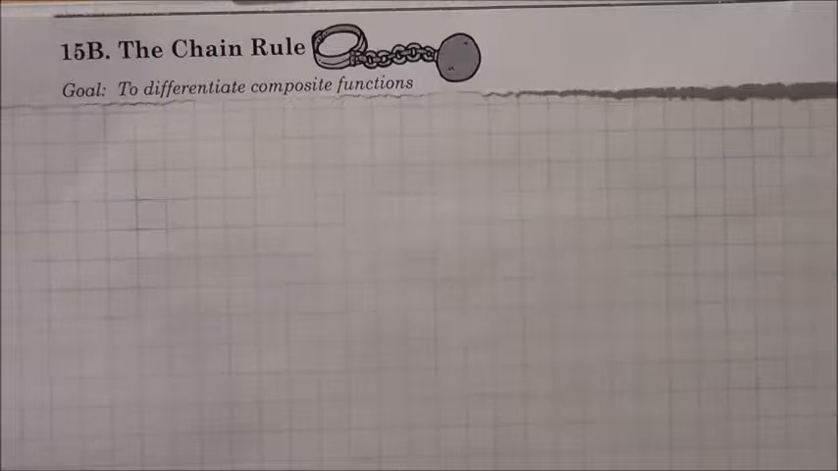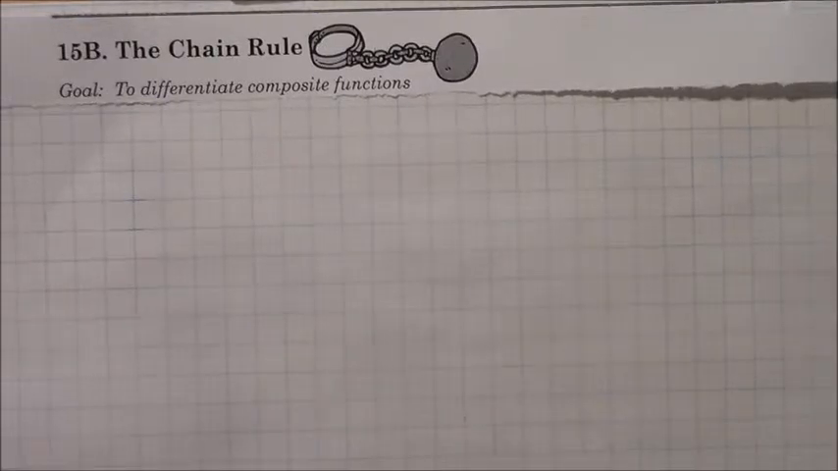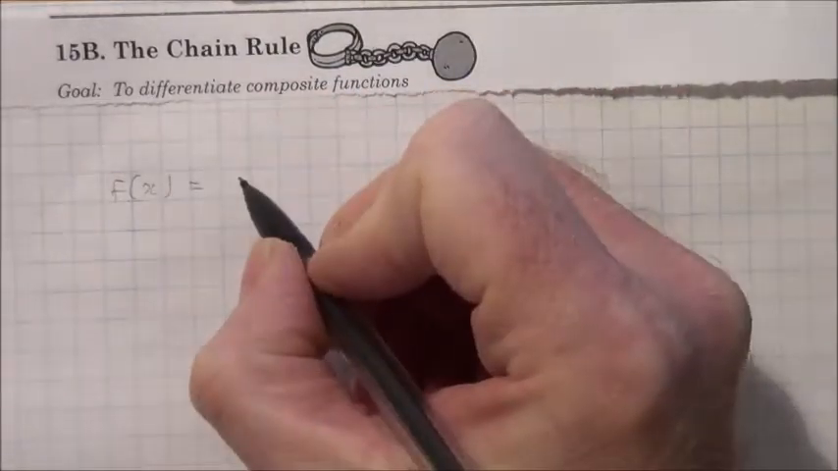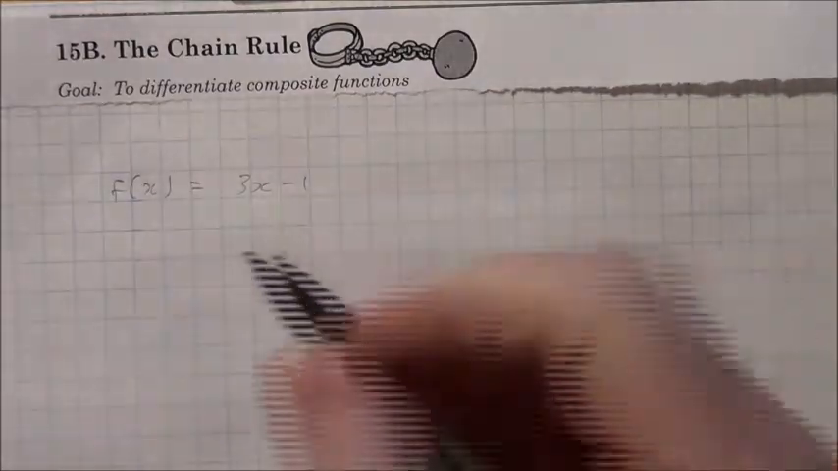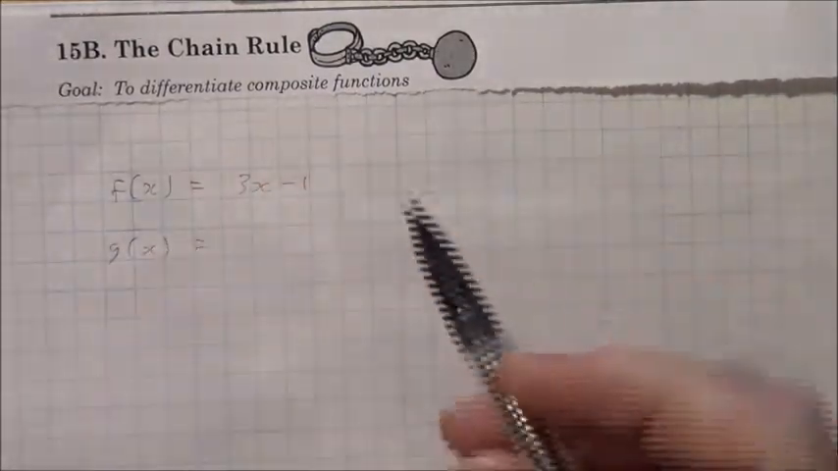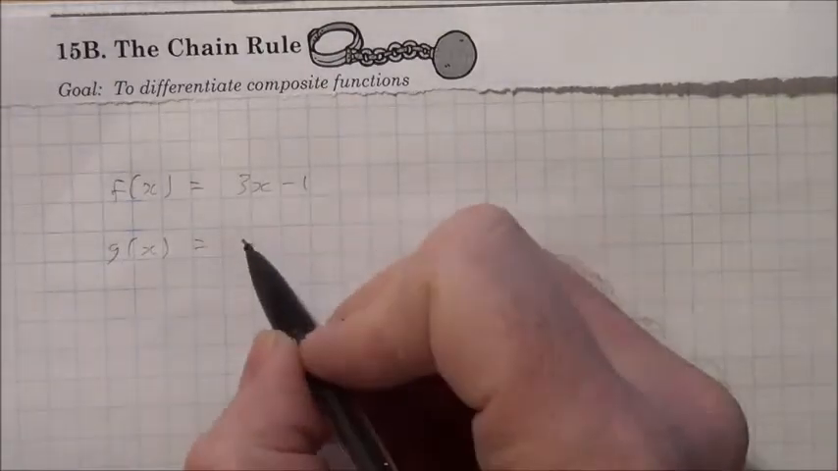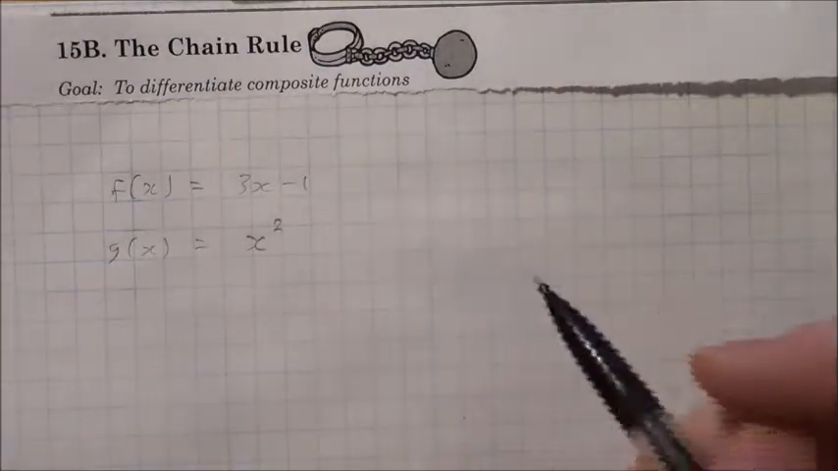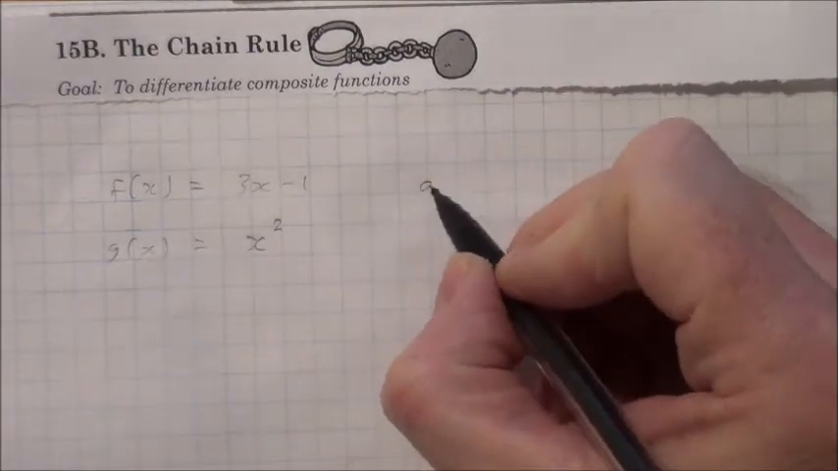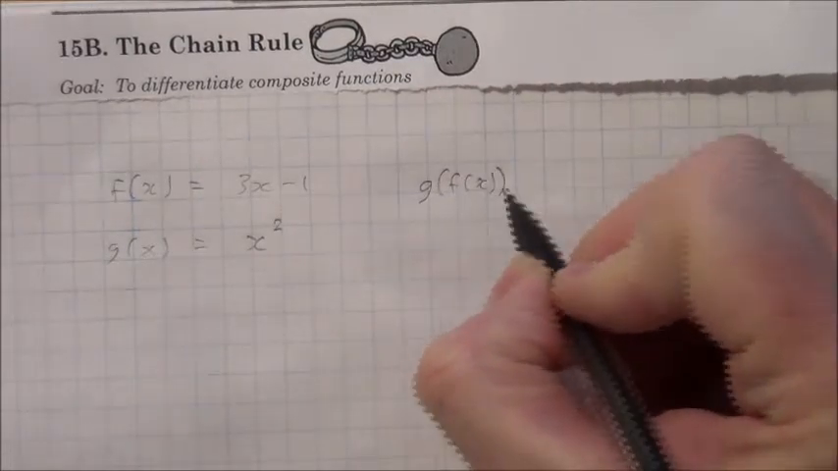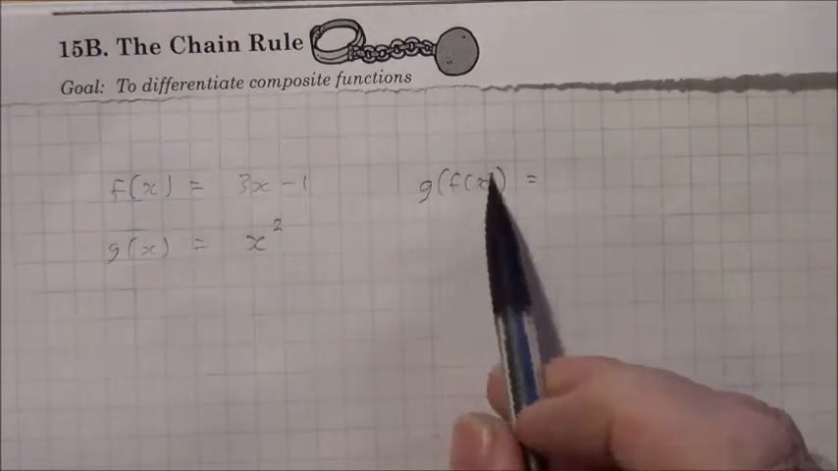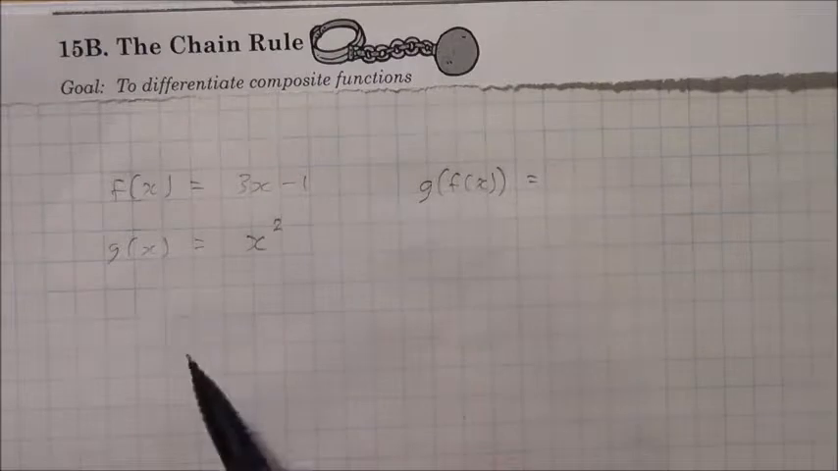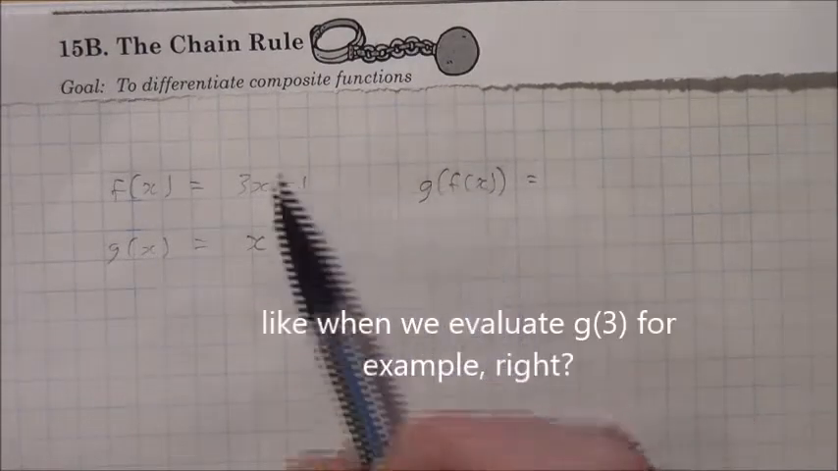We've worked on composite functions in the past, and so just as a little refresher, suppose that we have a function f of x, which is 3x minus 1, and a regular function g of x, which is x squared. Then we can make a composite function by saying g of f of x, which means we're substituting all of f of x in everywhere we see x in g of x.